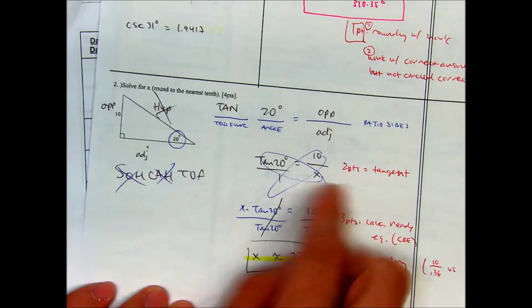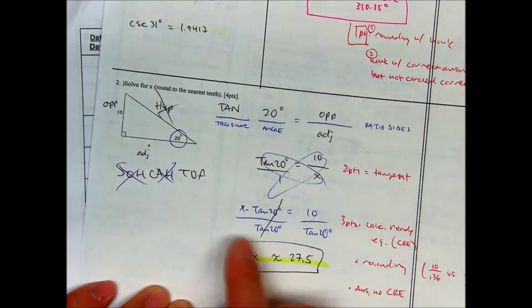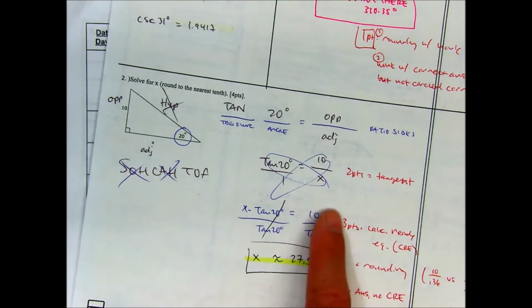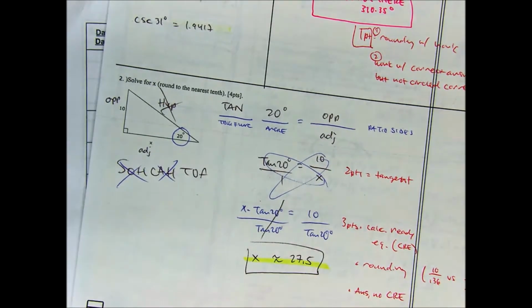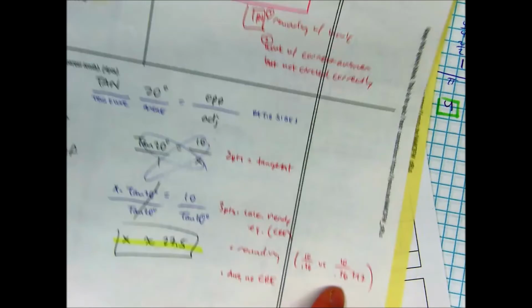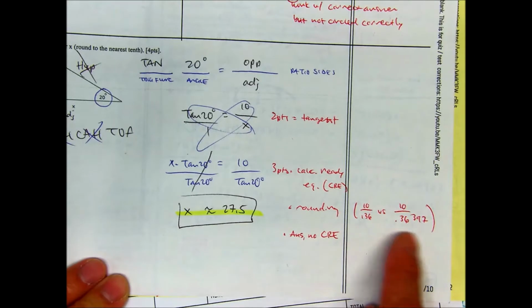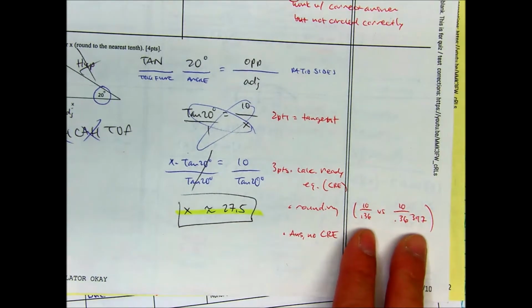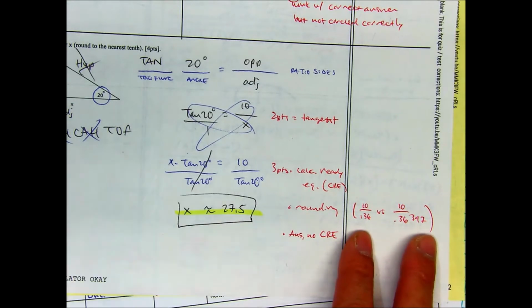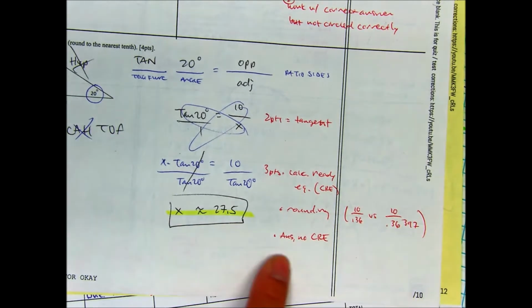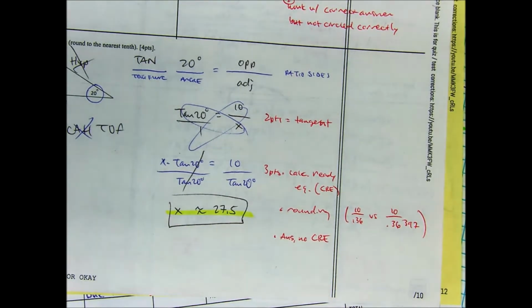I gave you 2 points if you identified that you were using tangent, and maybe the rest of it's wrong. You got 3 points if you had a CRE, calculator-ready equation, 10 over tangent of 20. You got 3 points if you made a rounding mistake. So the student, if it says round to the nearest tenth, always use lots of decimals. There is a difference between these two, and I think it changes your rounding. The reason I probably wrote that is probably a couple of students were struggling with this right here. And if you didn't have a calculator-ready equation but an answer or sufficient work, I gave you a 3 out of 4.